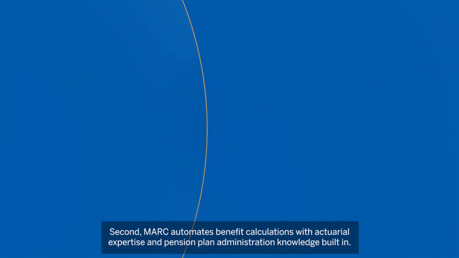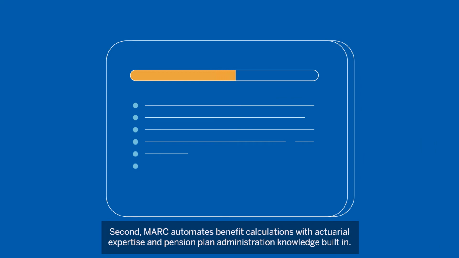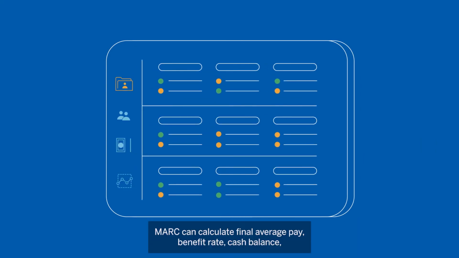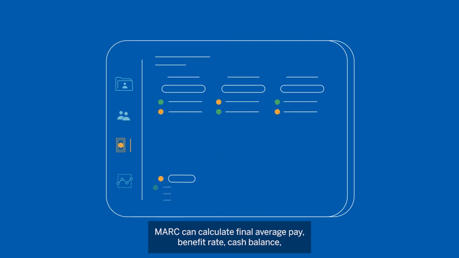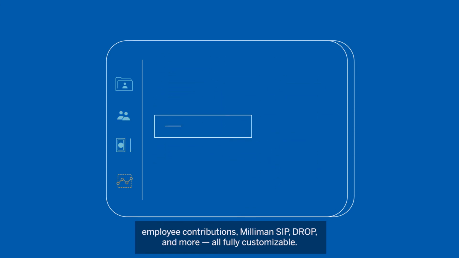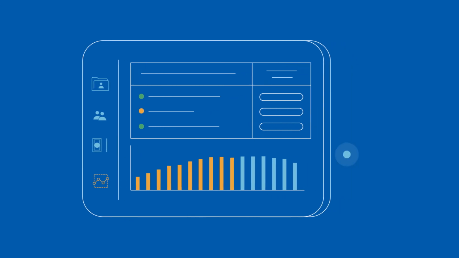Second, MARC automates benefit calculations with actuarial expertise and pension plan administration knowledge built in. MARC can calculate final average pay, benefit rate, cash balance, employee contributions, Milliman SIP, DROP, and more, all fully customizable.